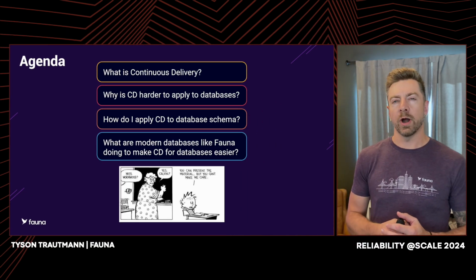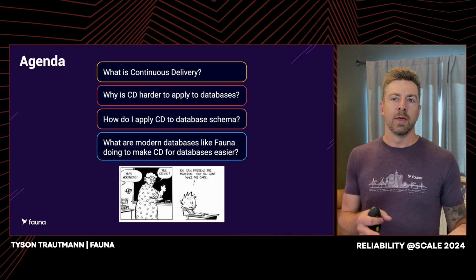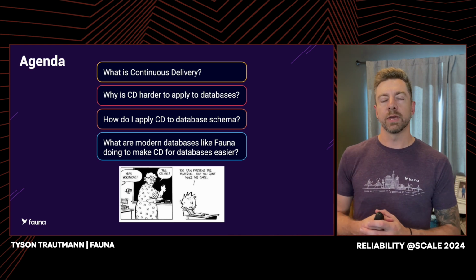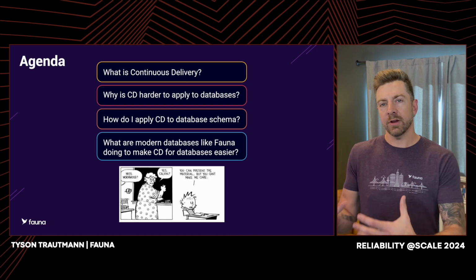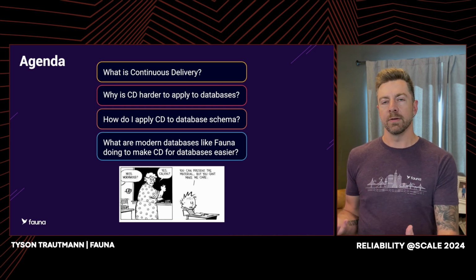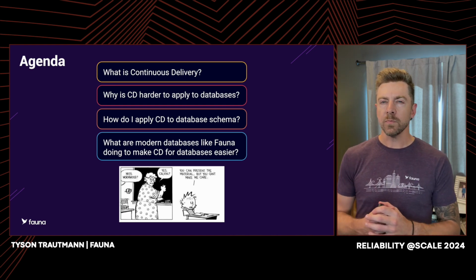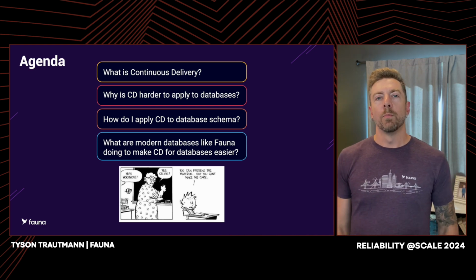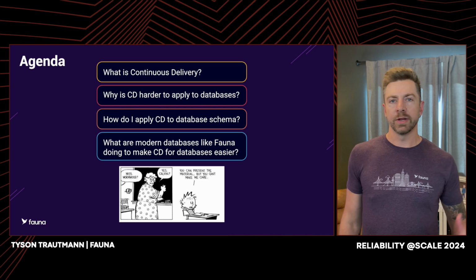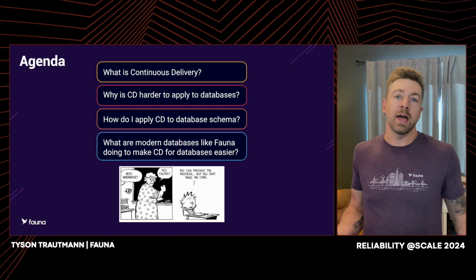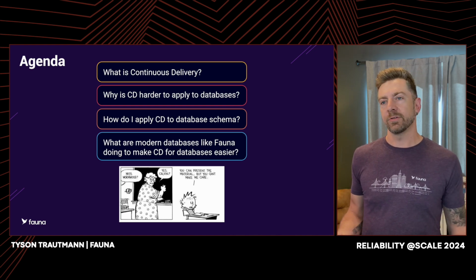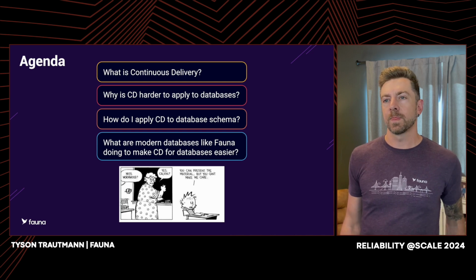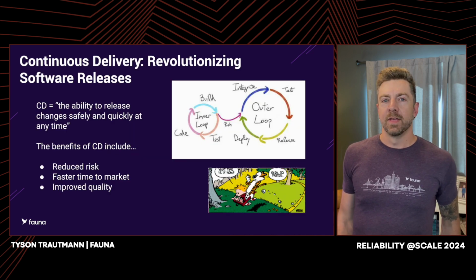We're going to talk about requirements for tooling that you use, and then we're going to talk about, once you have the right tooling in place, how do you actually go about implementing CD for databases? And then finally, I want to spend just a little bit of time talking about what modern database offerings like Fauna bring to the table and how they make it a lot easier to practice continuous delivery when it comes to your database. Okay, let's dive in.